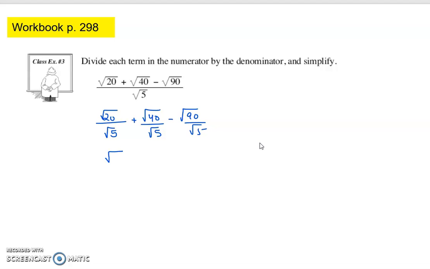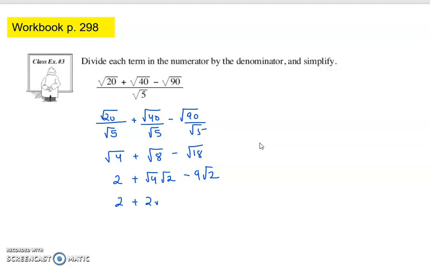So this ends up giving me root 4 plus root 8. And that gives me minus, what does that give me? 90 divided by 5 will end up giving me 18. Again, this method would only work if the denominator divides nicely into each numerator. And then we can simplify this further. This becomes a 2. This becomes 4 root 2. This becomes 9 root 2. I'm bringing the signs down.